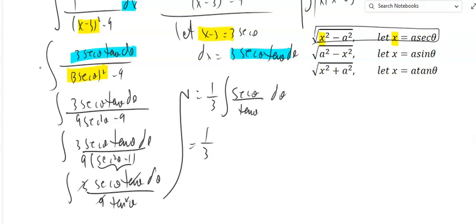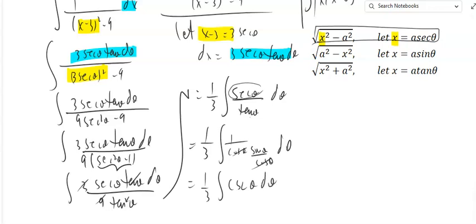Since this is not multiplied secant and tangent, I'm going to write everything in terms of sine and cosine. This is 1 over cosine of theta, and this is sine of theta over cosine of theta, yeah? So this is 1/3 the integral of 1 over sine, which is cosecant of theta d theta. And if you recall, the integral of secant of theta is natural log of absolute value of secant of theta plus tan of theta. The integral of cosecant of theta is natural log of cosecant of theta minus cotangent of theta.